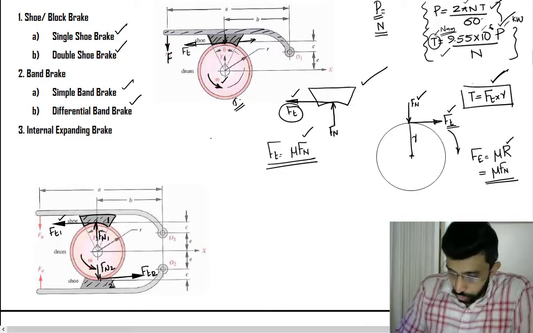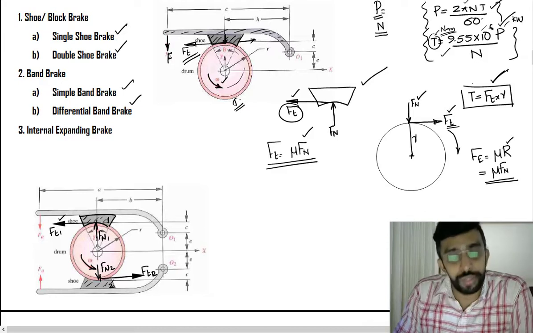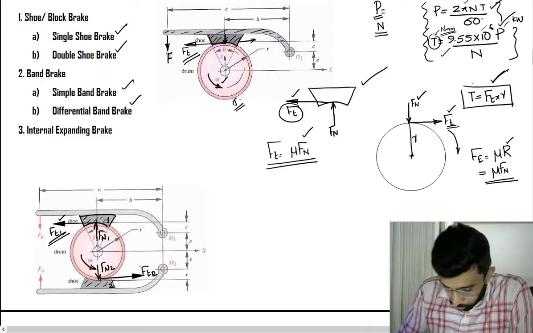So in a single shoe we have only one Ft to stop the system. Here we have got two, Ft1 and Ft2.